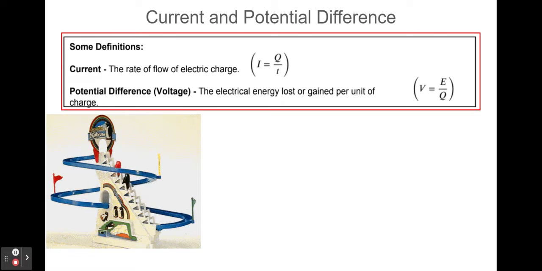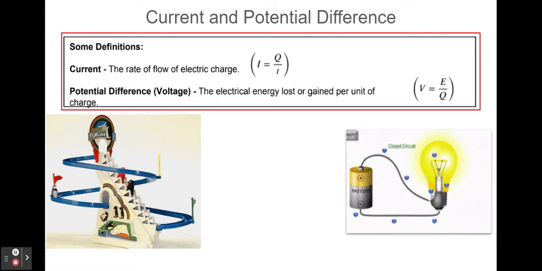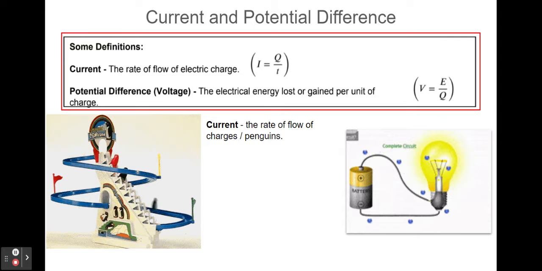Now, an electrical circuit works in a very similar way. We have the electrons traveling around the circuit. They pass through the battery, and then they travel around the circuit and back to the battery again. Now, the current. Electrical current is the rate of flow of charge. A little bit like the rate of flow of penguins. So how rapidly the penguins are moving around the circuit, how rapidly the charges are moving around the circuit.